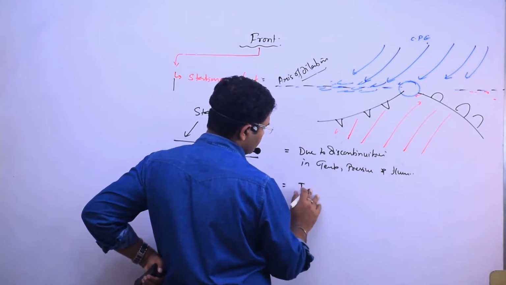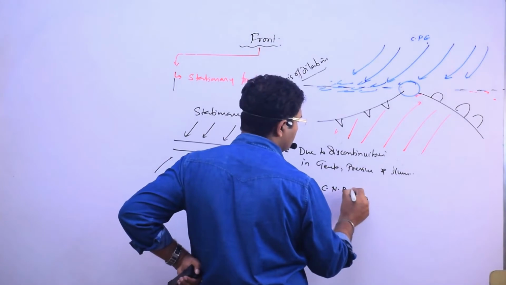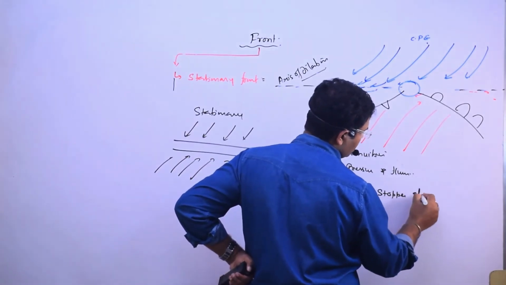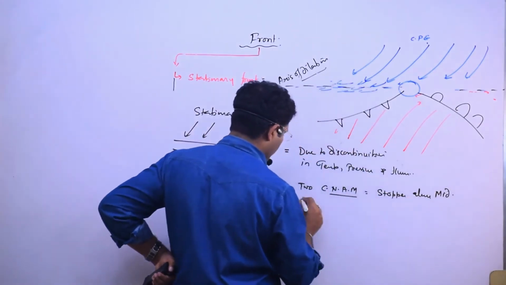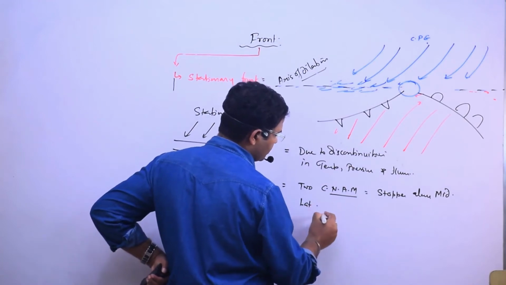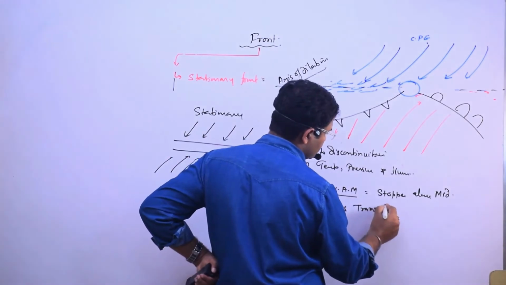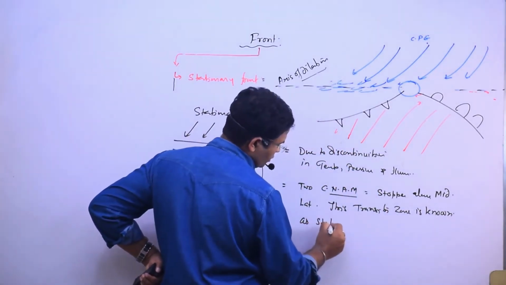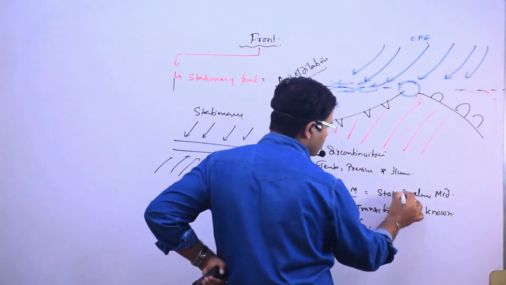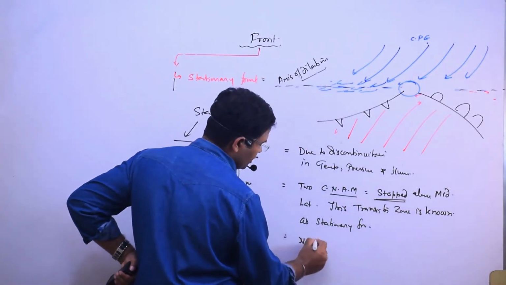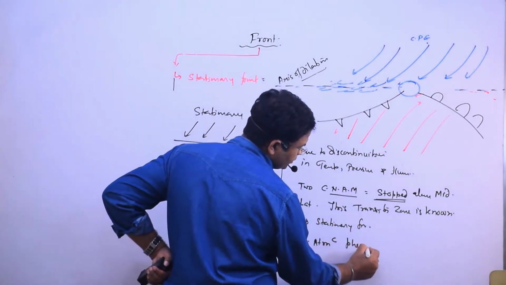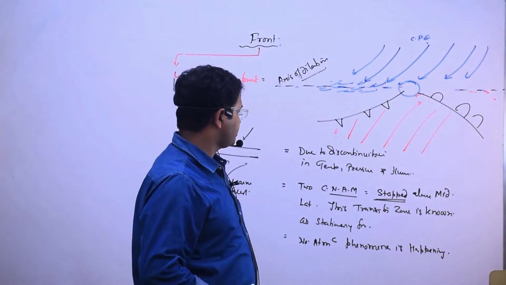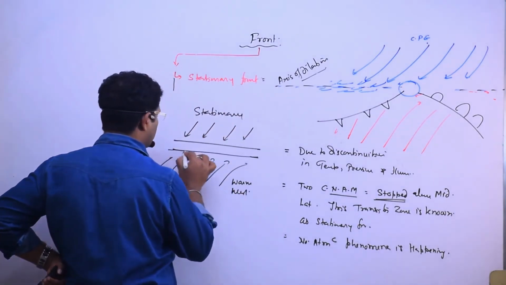Due to discontinuities in temperature, pressure and humidity, we get two contrasting natures of air mass stopped along the mid latitude, and this transition zone is known as the stationary front. Stopped means nothing is happening, no atmospheric phenomena is happening. Neither cloud formation, nothing.